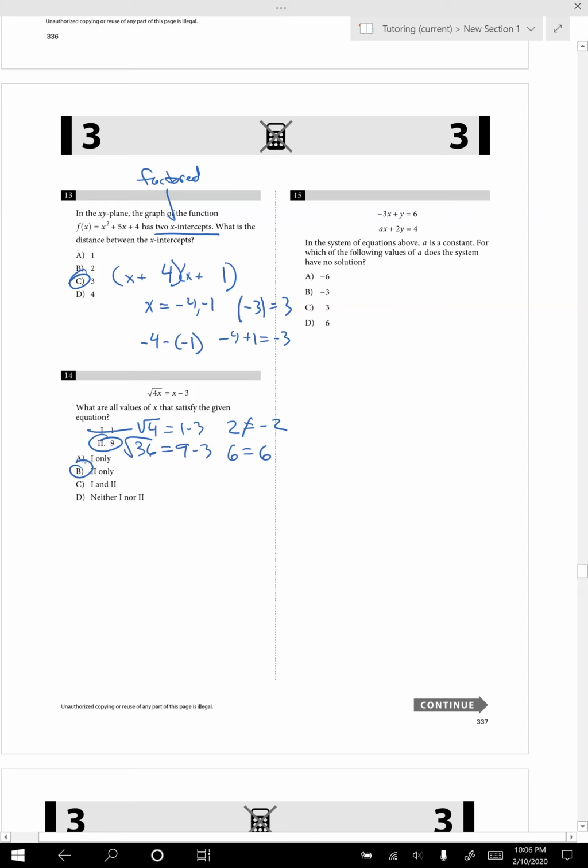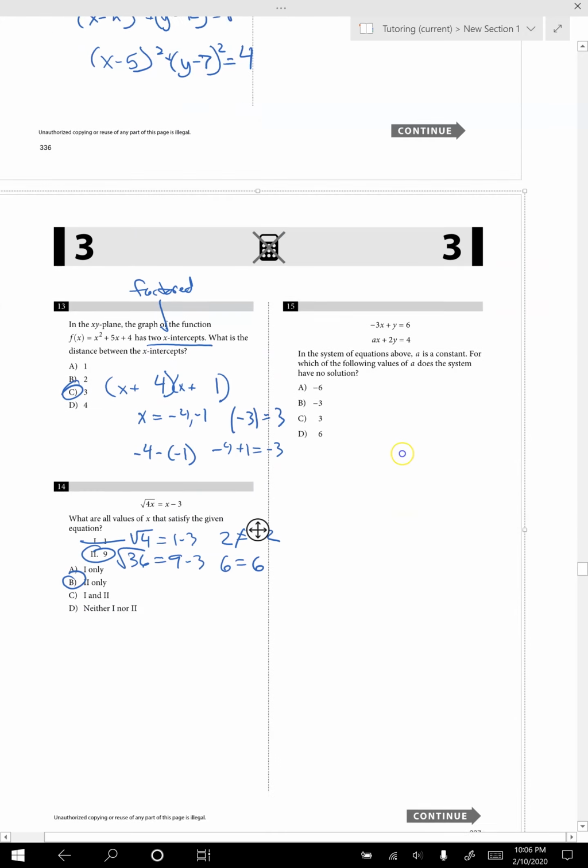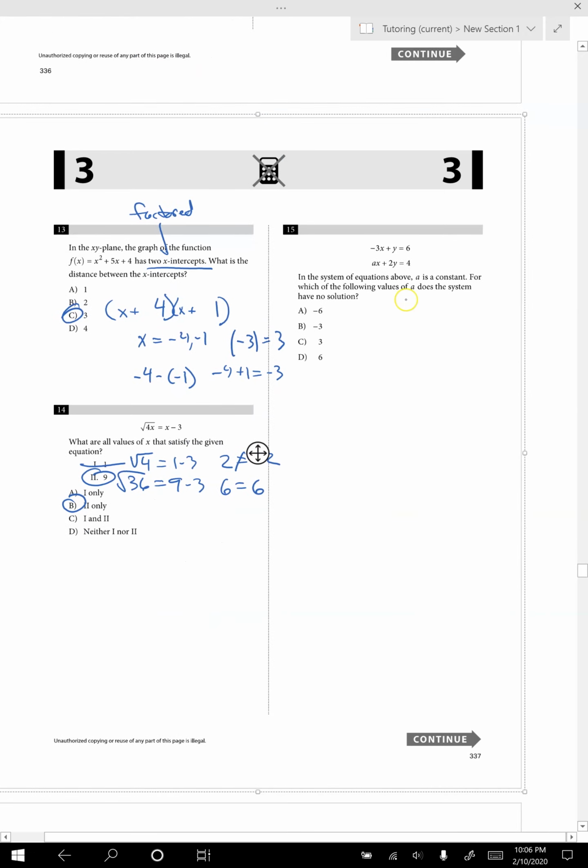Number 15, we've got a system of equations. We have 2 equations here, and that's what it says here. For which of the following values of A does the system have no solution? So what does it mean when we have a system of equations with no solution? It means we have parallel lines. It's really important to notice that right away, which means their slopes are going to be the same.